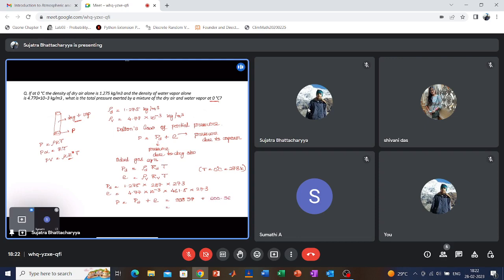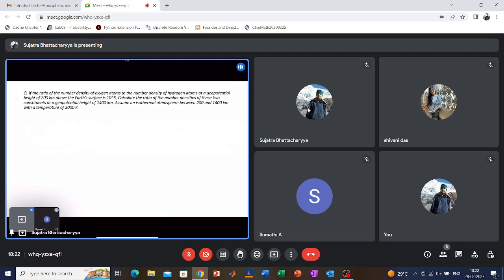If you add both, it comes out to be about 100497.9 pascals. So in hectopascals it will be 1004.9, which is close to 1005. One thing to note here is that dry air is exerting maximum pressure as compared to the vapors. So the solution here is 1005 hectopascals. Now this is a very good question.